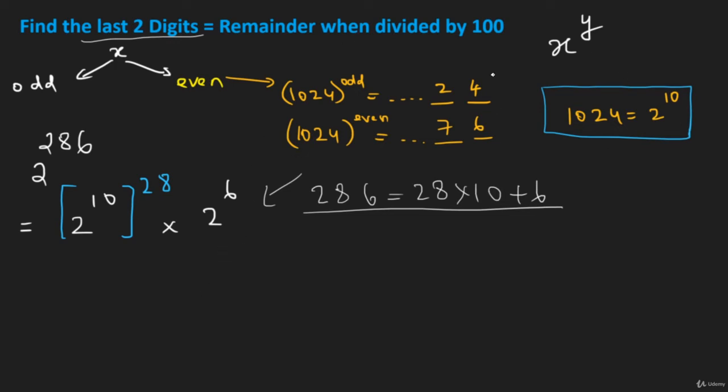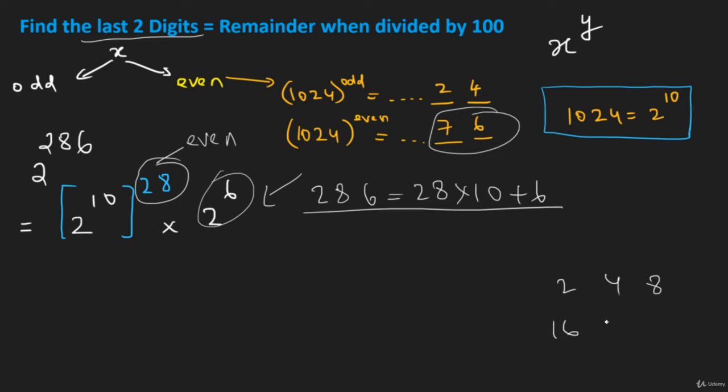Now, from this rule over here, we know that 2 to the power 10 to the power 28, 28 is an even number, right? So when 2 to the power 10 is raised to an even power, it will end in 76, right? Therefore, the last two digits over here will be 76, and 2 to the power 6 is equal to 64, right? If you multiply 2 6 times, you will get 64. What are the powers of 2? 2 into 2 is 4, 4 into 2 is 8, 8 into 2 is 16, 16 into 2 is 32, and 32 into 2 is 64. That's why 2 to the power 6 is 64.